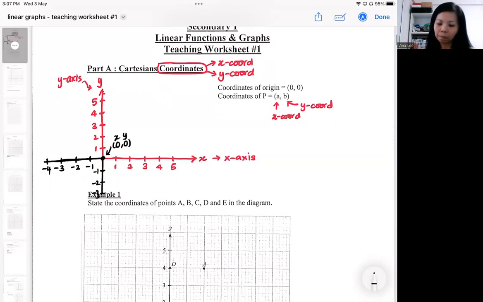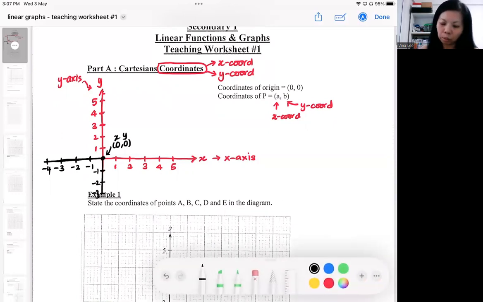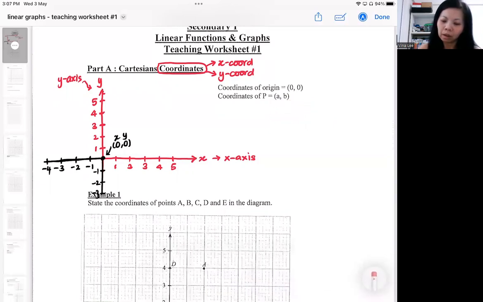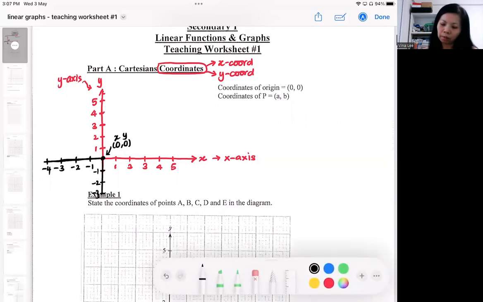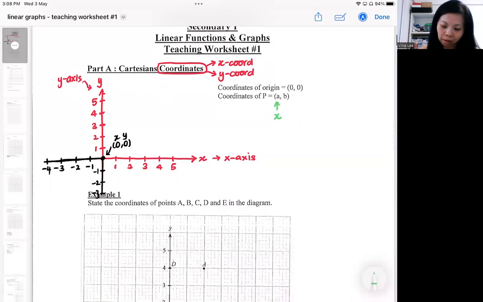Generally, how do we find a coordinate? A coordinate is like a location. For example, the x coordinate is A, so maybe A is somewhere here. Then the y coordinate is B, so maybe I put B here. The two of them will meet, and where they meet, that point is called (A, B).